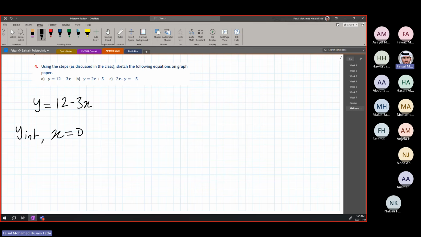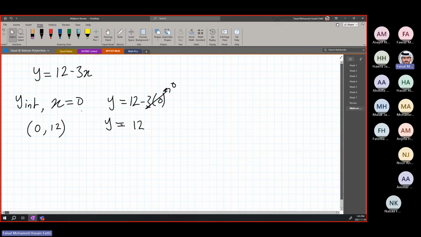X equals 0. You all need to understand this. When you say y-intercept, x equals 0. And then we substitute in the equation. So y is equal to 12 minus 3x, which is 0. Y is going to be, this is going to be 0. So y is just going to be equal to 12. So now we found our first point where x is 0, y is 12.